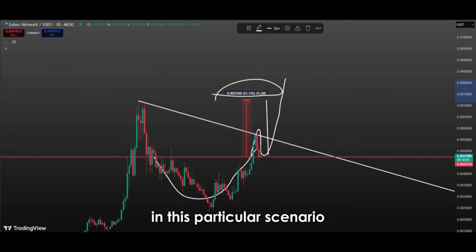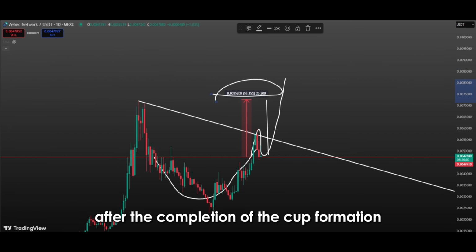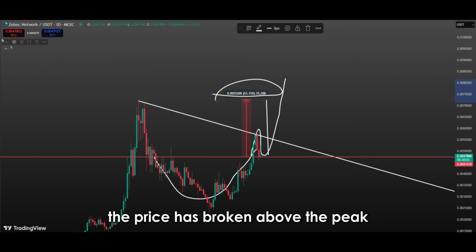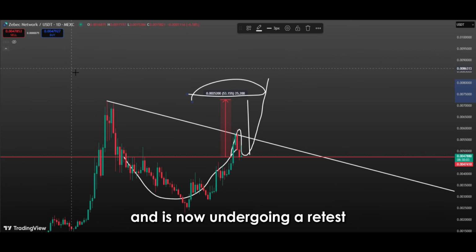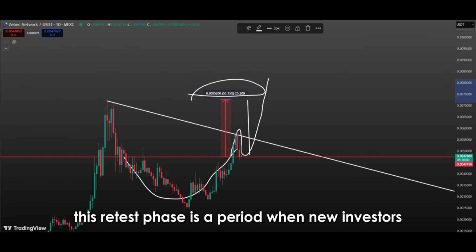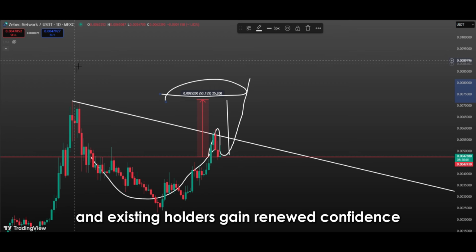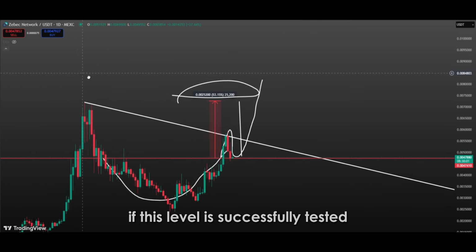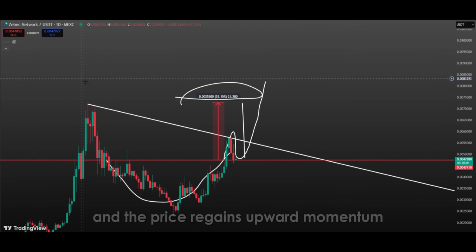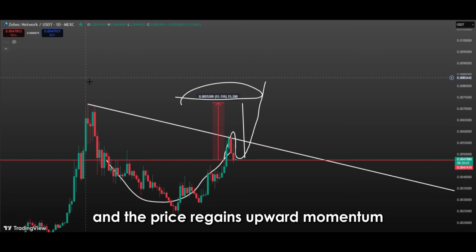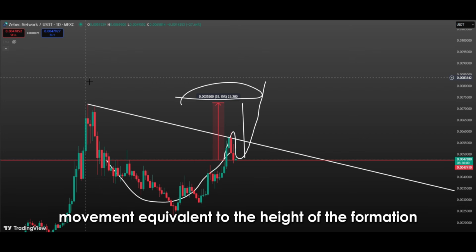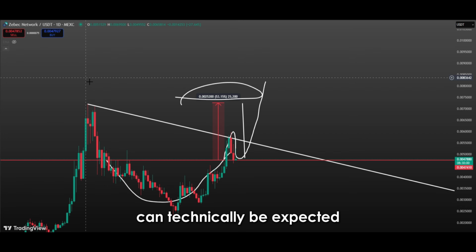In this particular scenario, after the completion of the cup formation, the price has broken above the peak and is now undergoing a retest. This retest phase is a period when new investors look for opportunities to enter positions and existing holders gain renewed confidence. If this level is successfully tested and the price regains upward momentum, a price movement equivalent to the height of the formation can technically be expected.